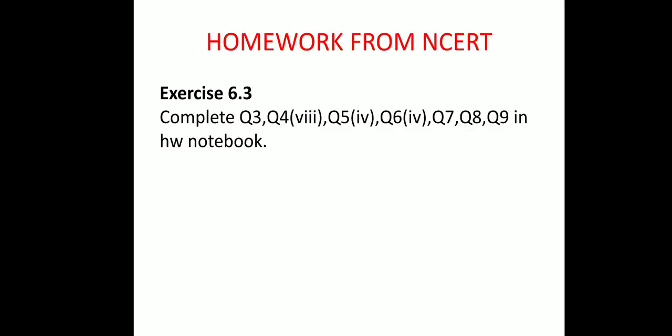Now, it's time to give you the homework from the concept which we have discussed in this lecture. From the NCERT book only, you are supposed to do the questions. Exercise 6.1 and 6.2. A few question solutions of 6.1 and 6.2 I will be discussing after telling the homework from NCERT for this lecture. You are supposed to complete exercise 6.1, 6.2. Along with that, in exercise 6.3, complete question number 3, question number 4, 8 part, 5th, 4th part, 6th, 4th part, 7th, 8th and 9th in your homework notebooks.